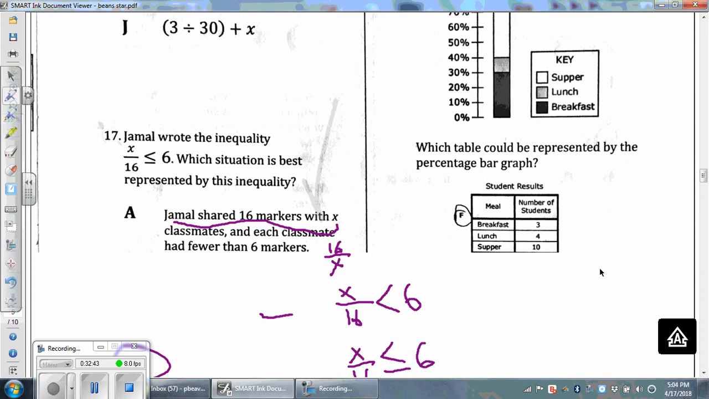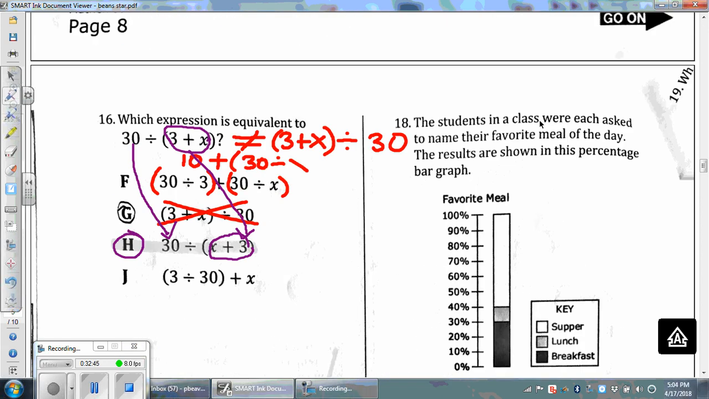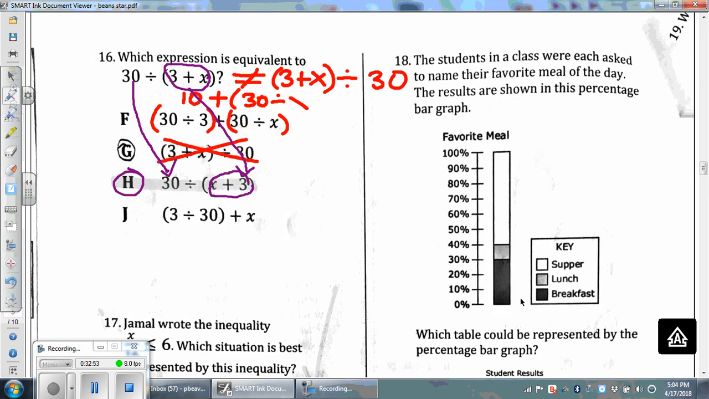Now let's move on to number 18. So we have the students in a class who were each asked to name their favorite meal of the day. The results are shown in this percentage bar graph. So we have this bar graph, totaling 100 because that's like when you do probability, that is all the events combined. So for supper, we have from 40 to 100. So I'm saying that's like 60%.